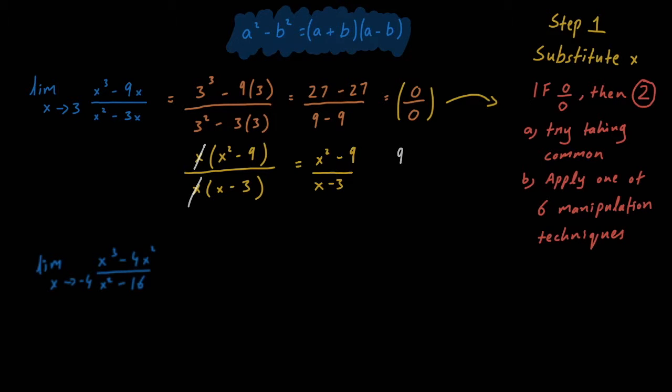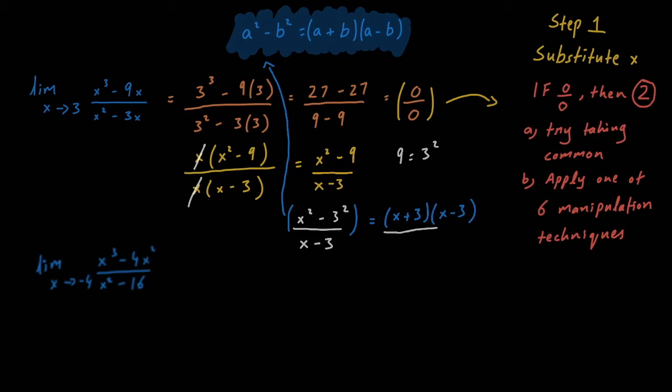Now you can see here that 9 can also be written as 3 square. So our expression would become x square minus 3 square divided by x minus 3. Now in the numerator, we have reached this format, a square minus b square. So I can elaborate it as x plus 3, x minus 3 divided by the same x minus 3. Now here I can simply cancel off x minus 3 and I'll be left with x plus 3. And if I substitute for x again, I will get 3 plus 3 is equal to 6.